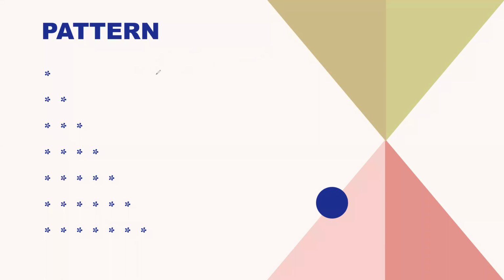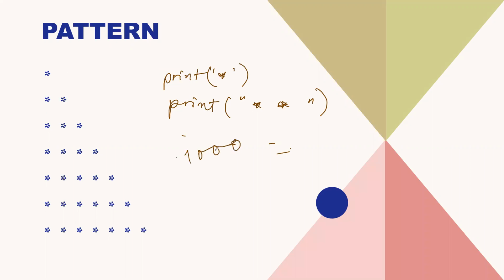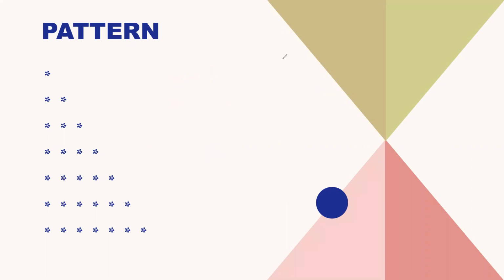Just a minute, let me just show. Yes, we can write like this: print, then star, then again print, then star, star. Then again the same thing. But what if I said that there should be total 1,000 such stars? So what are you going to do about that? You cannot just simply write 1,000 print statements, right? So we will be using loops for this. We have already learned what are loops. So we will be using loops to make these patterns.